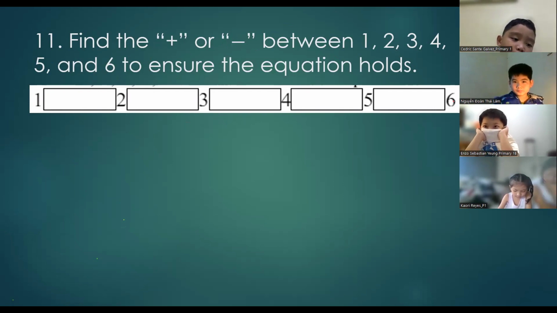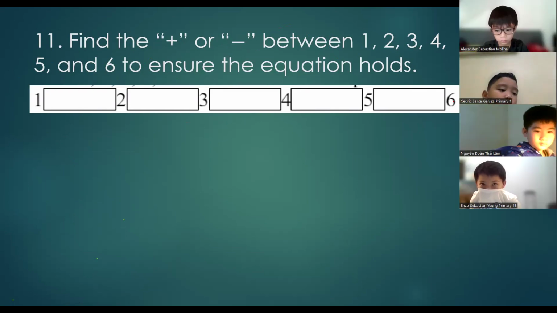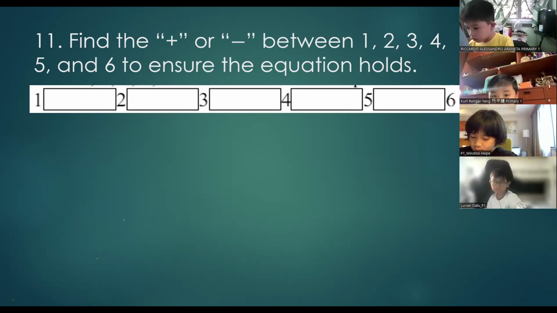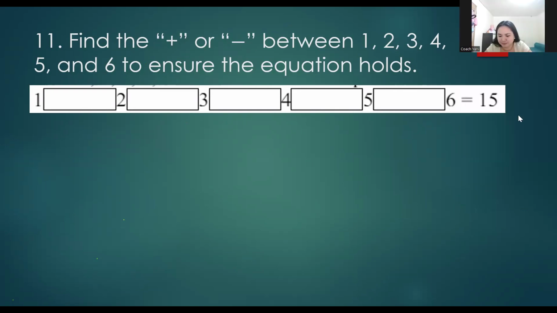the equation holds. Who wants to answer? Me. Who's that? What's your name? Seth. Okay, Seth. Answer, please. So let's try. Try 1 plus 2 equals 3. And 3 minus 3 equals 0. Plus 4, 4 plus 5, 9 plus 6, 15.